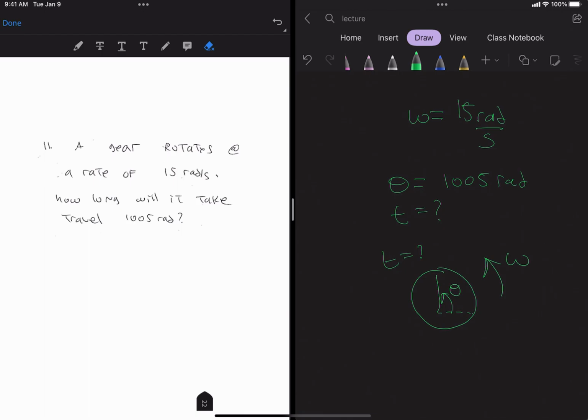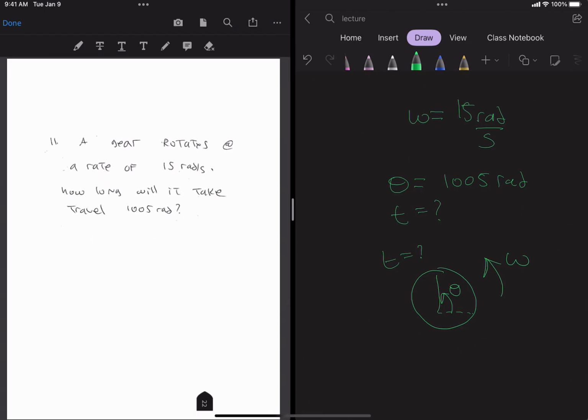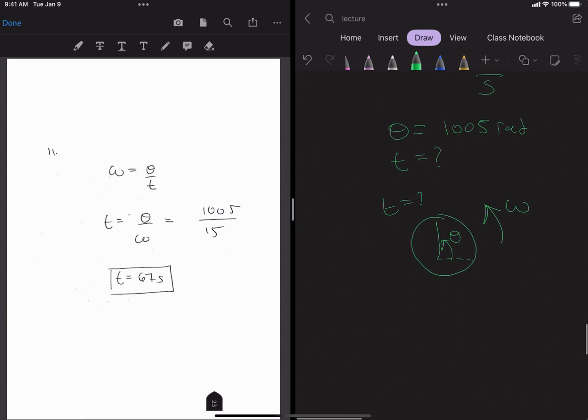So in this case, the equation is going to be angular velocity is equal to angle divided by time, and so we can just plug in. Angular velocity is 15, and the angle is 1005, divided by time. So the time is going to be 1005 divided by 15, which is going to be 67 seconds.